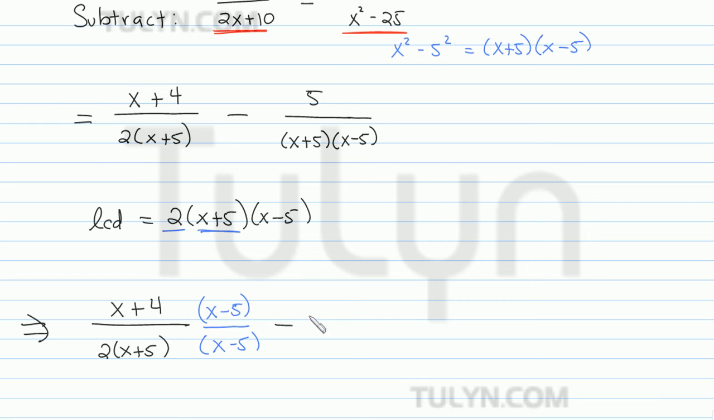And then for the second expression, we have, let's use green here, an x plus 5 up over here, and an x minus 5. So what's missing is this 2. So what we do is we multiply the top and the bottom by 2 this time.